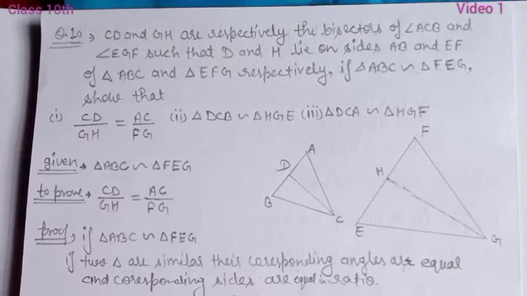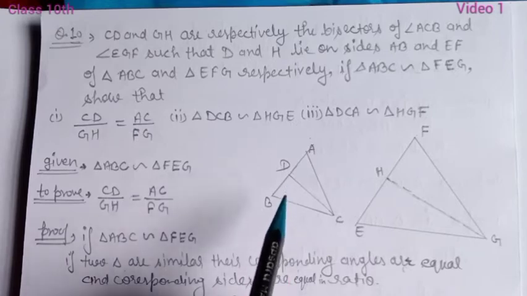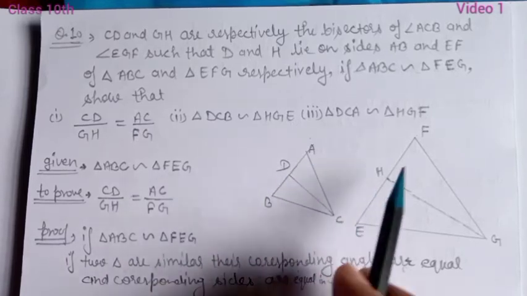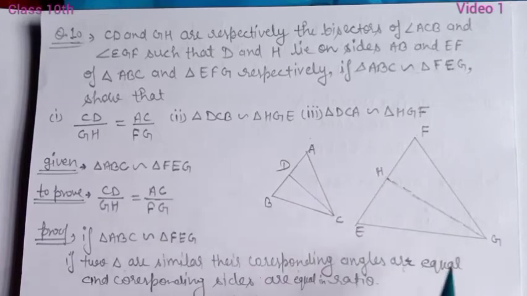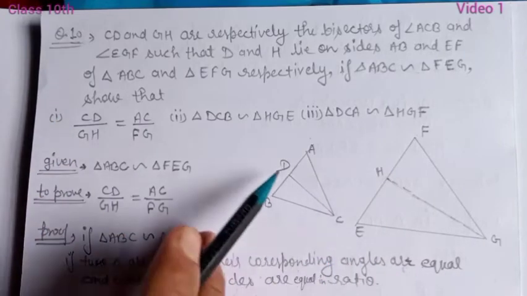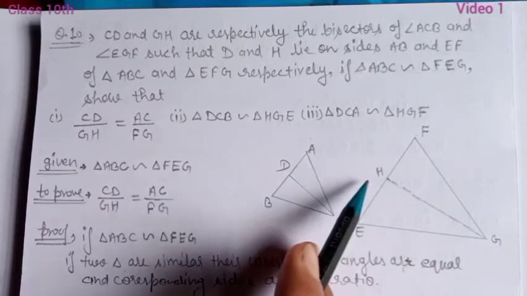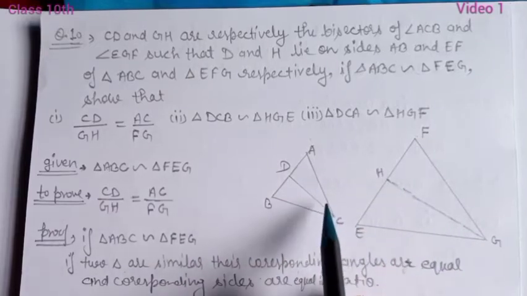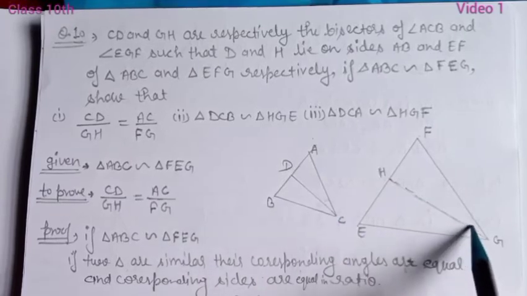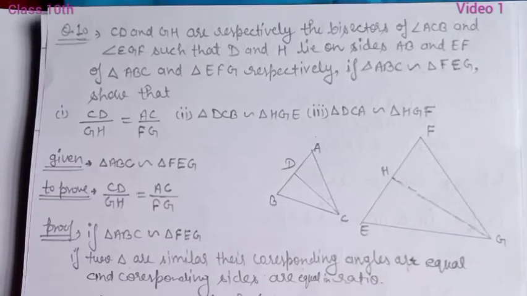So students, we must read the question carefully first and then solve what we have to prove here. So first check the figures. ABC is a triangle and EFG is a triangle given here. And one more thing, CD is a bisector of this angle and GH is a bisector of this angle. That means this angle is equal to this and this angle is equal to this here. So after reading, first we'll write what is given, then what to prove, and then the proof.